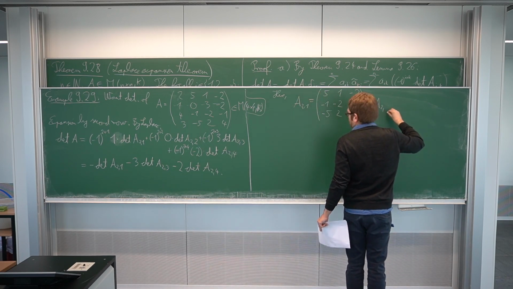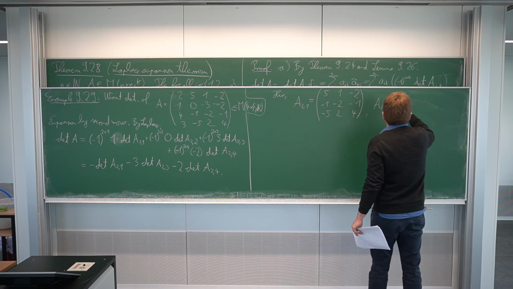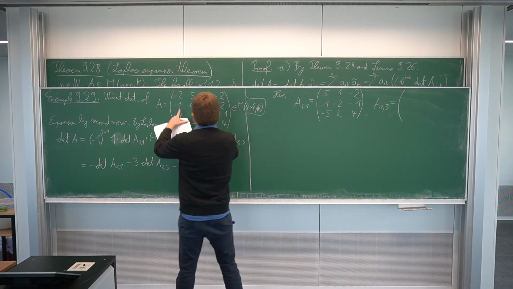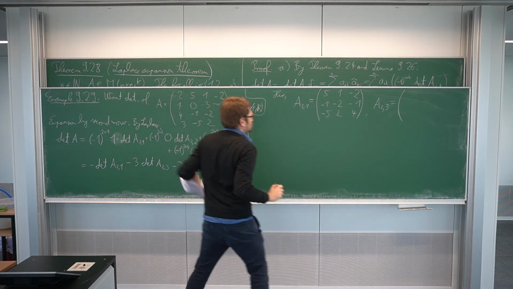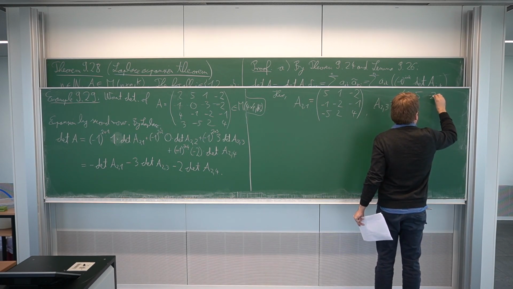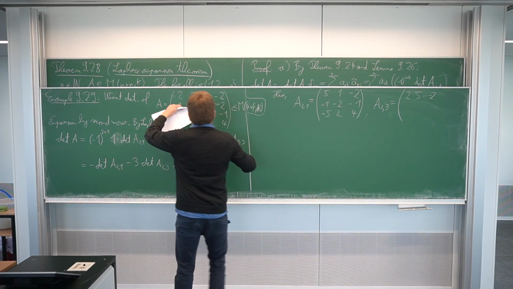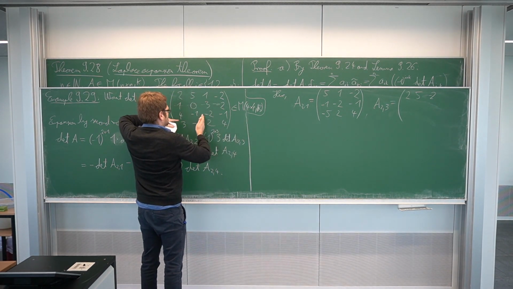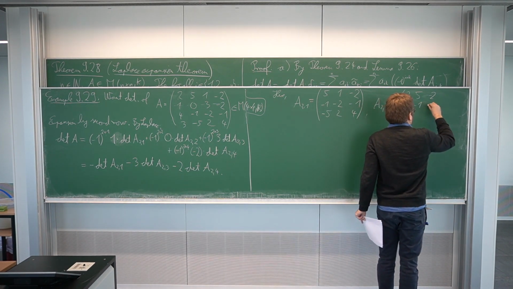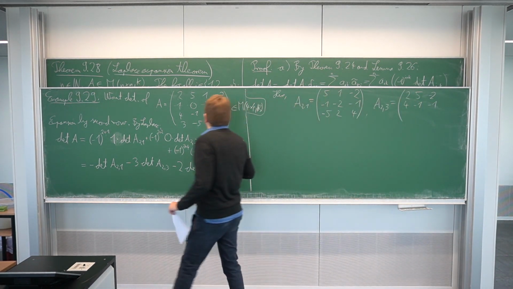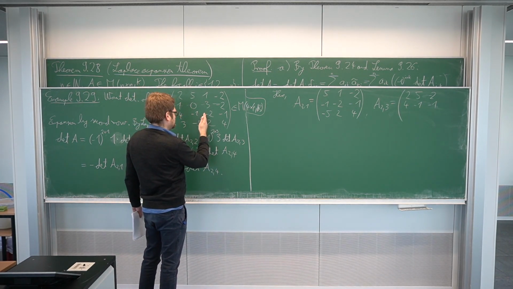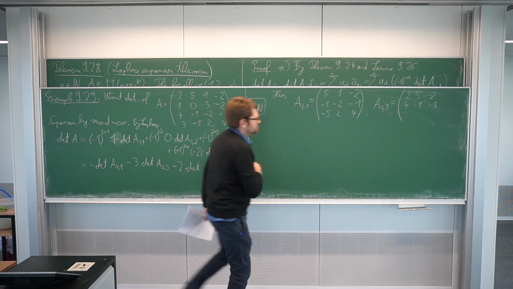Okay, A22 we don't need, so we need A23. So we again cancel this row and this column here. So we get in the top row 2, 5, minus 2 left. The second row doesn't exist anymore. So in the third row, if we cancel this and this, we get 4, minus 1, and minus 1 left. And here, cancelling this, we get 3, minus 5, and 4 left in the last row.